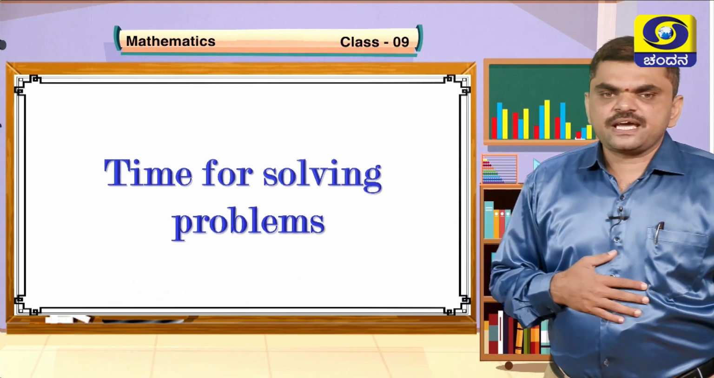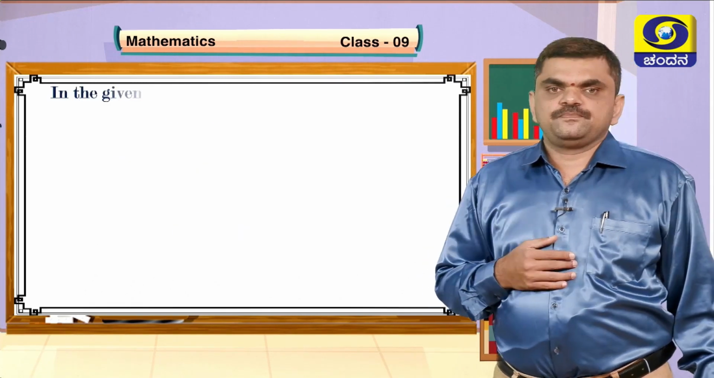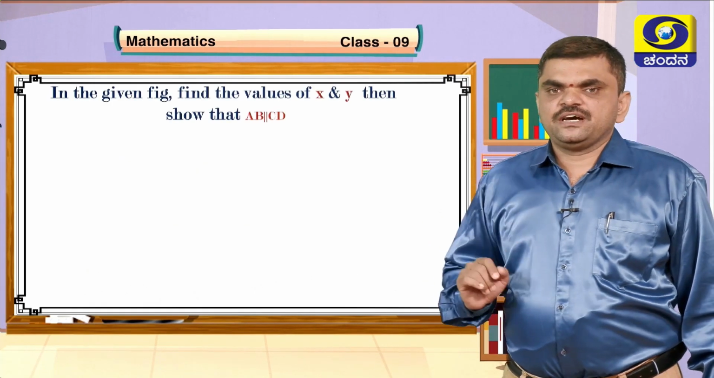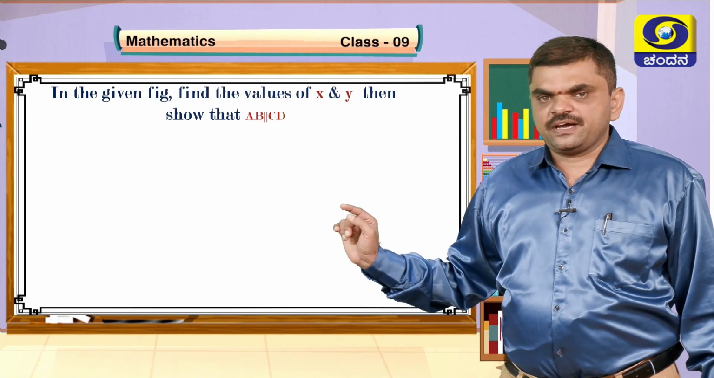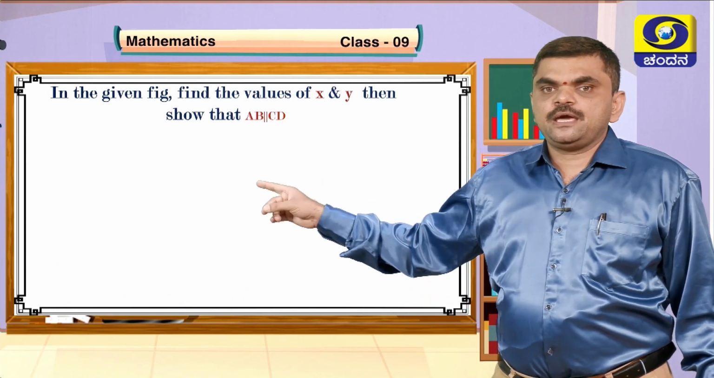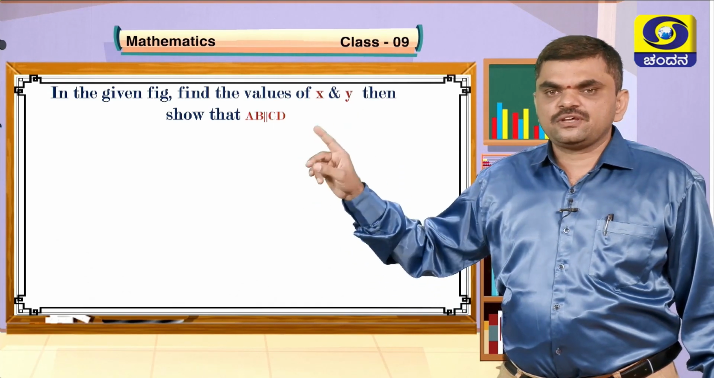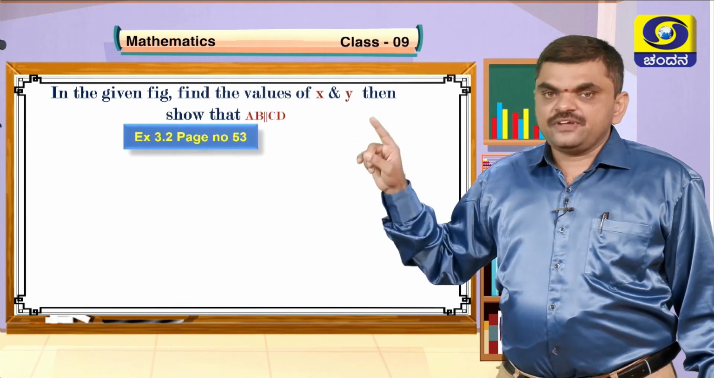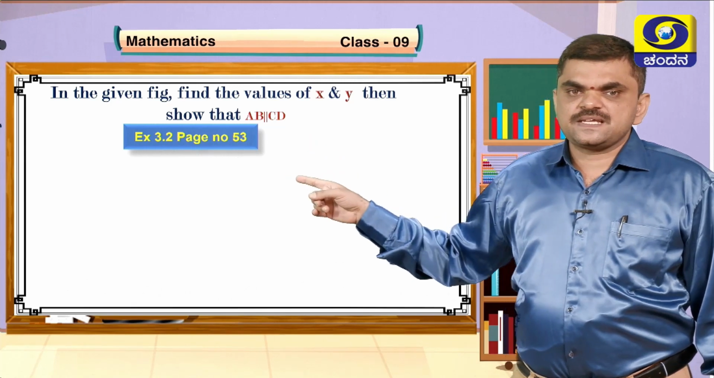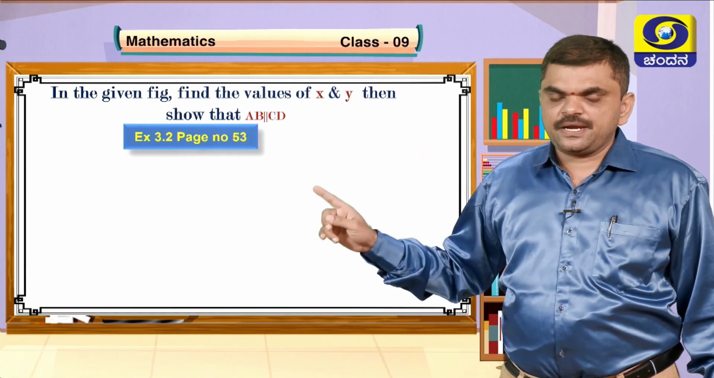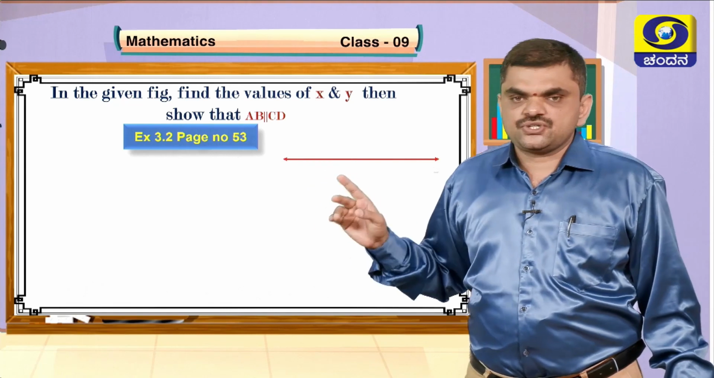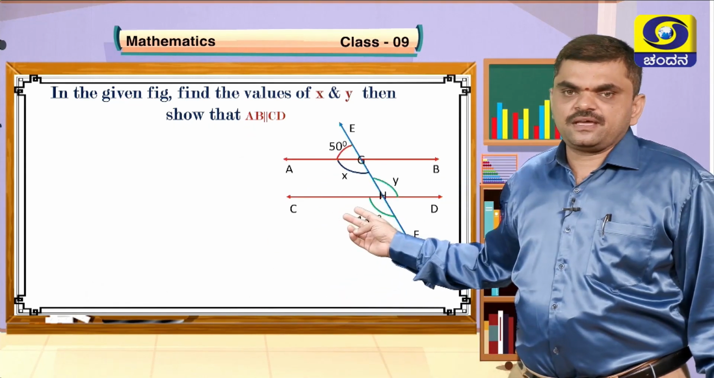Now it is time for solving some problems. In the given figure, find the value of x and y and then show that AB is parallel to CD. Here there are two questions. We have to find out the value of x and y, and we have to show AB is parallel to CD. This is exercise number 3.2, page number 53. This is the figure they have given.